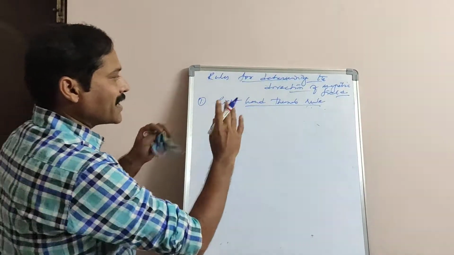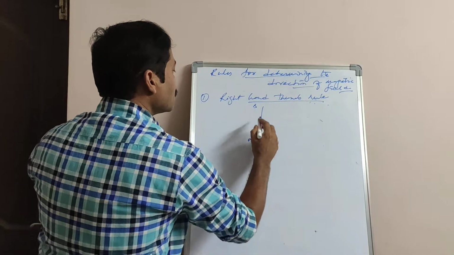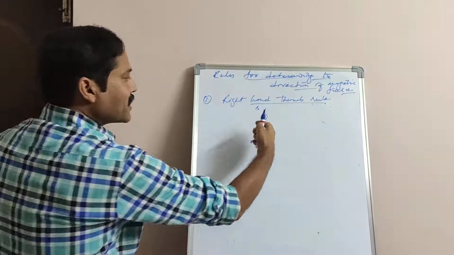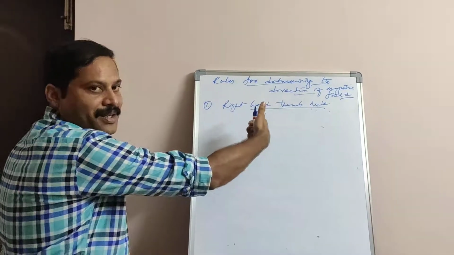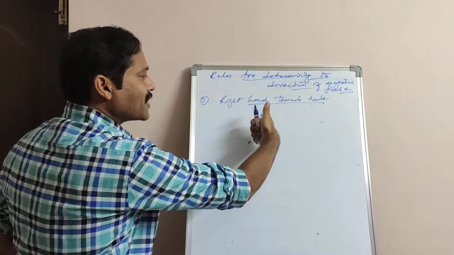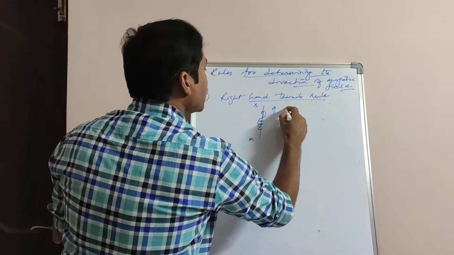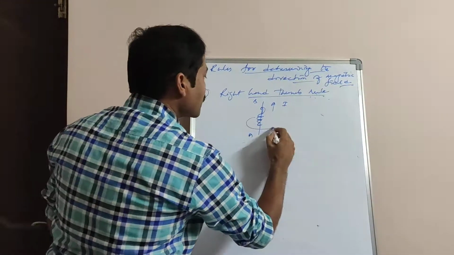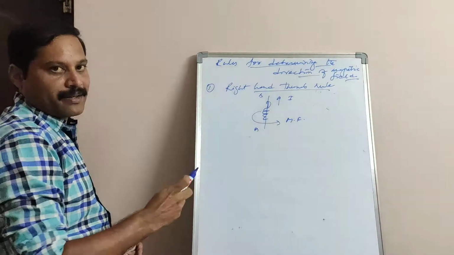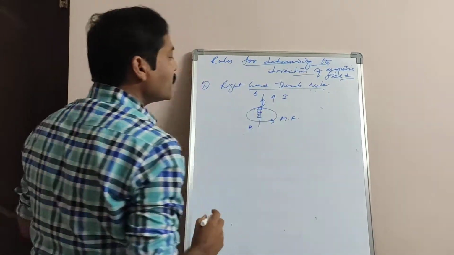So, state the right hand thumb rule. Hold the current carrying conductor in such a way that the thumb specifies the direction of the current and the curl of the four fingers around the conductor specifies the direction of the magnetic field. So the thumb indicates the direction of electric current and the curl of the four fingers specifies the direction of magnetic field. Now the magnetic field around the conductor is in this direction.